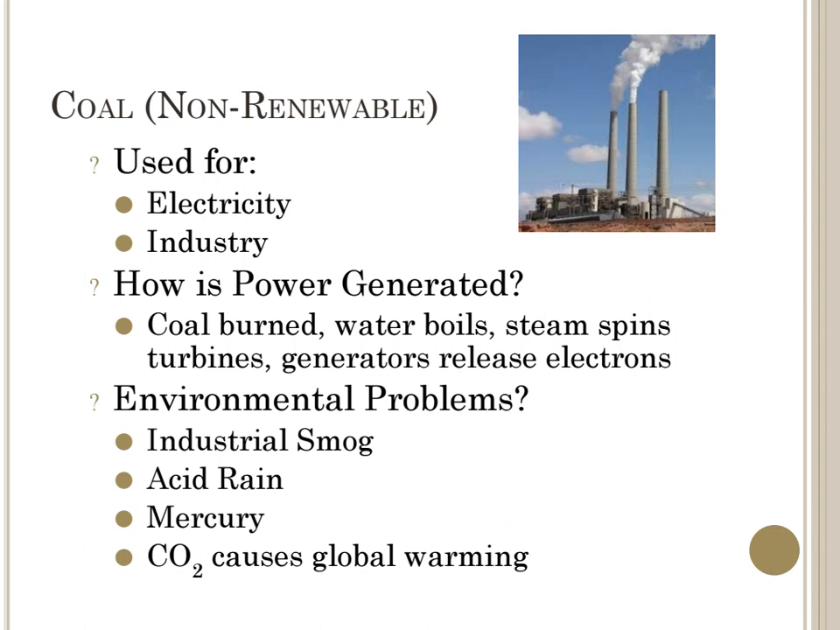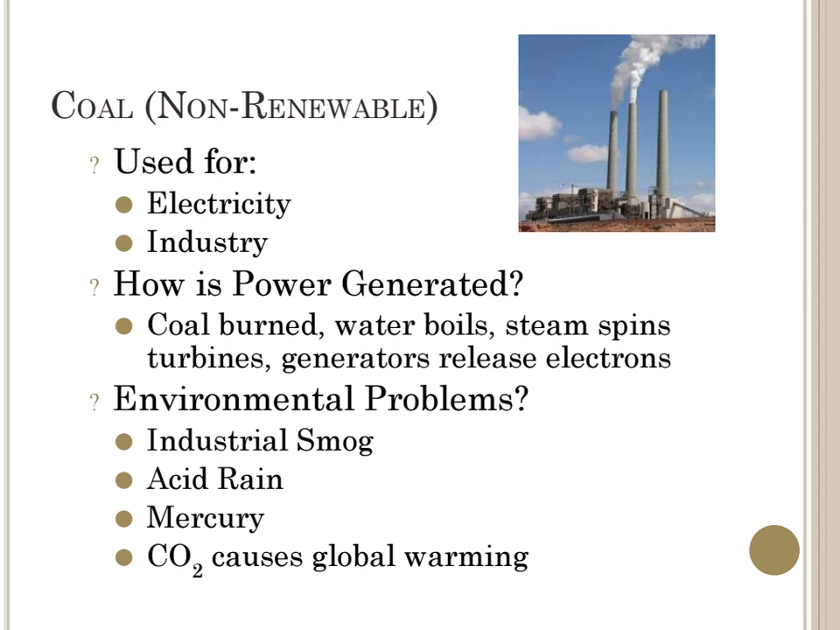How is power generated? Coal is burned, the water boils, steam spins turbines, generators release electrons. That's the basics. We've been over this in diagrams and little videos, so you should know how power is generated at this point. The environmental problems with coal are industrial smog, and you review for the AP test.